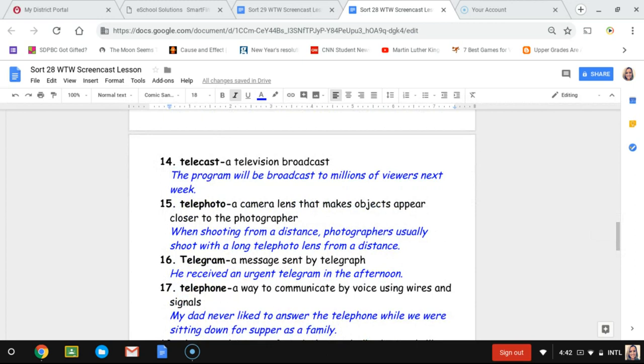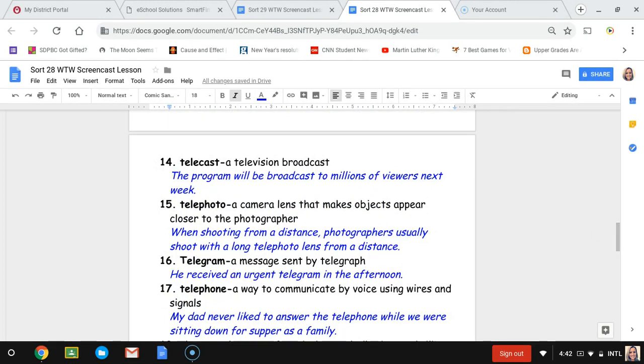Number 15, telephoto. Telephoto is a camera lens that makes objects appear closer to the photographer. So it's a longer lens that actually zooms in a little bit better. So the sentence that I have for telephoto is, when shooting from a distance, photographers will usually shoot with a long telephoto lens. Actually, I meant to put over here, when shooting in the wilderness. Let me change that. It makes a little bit more sense. When shooting in the wilderness, so photographers that go out and shoot pictures of animals or mountains or beautiful trees, they would usually shoot with a long telephoto lens from a distance.